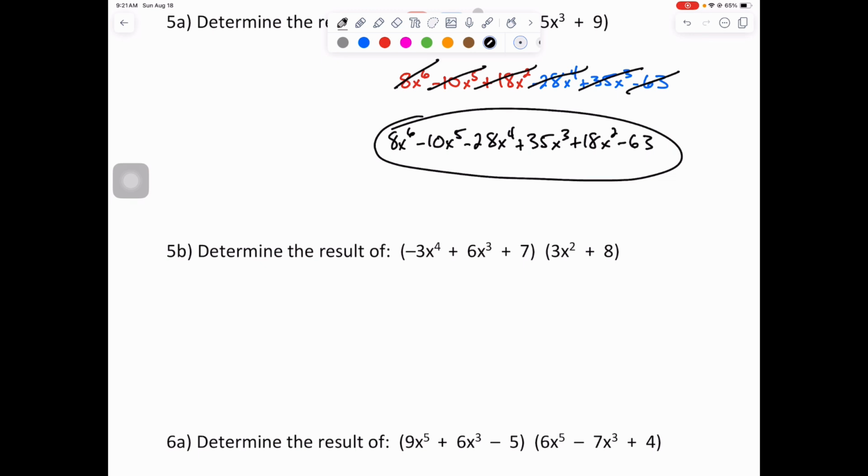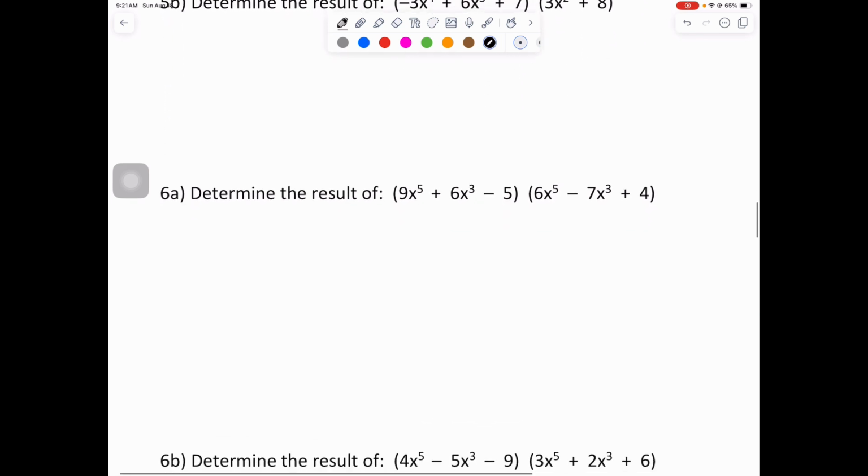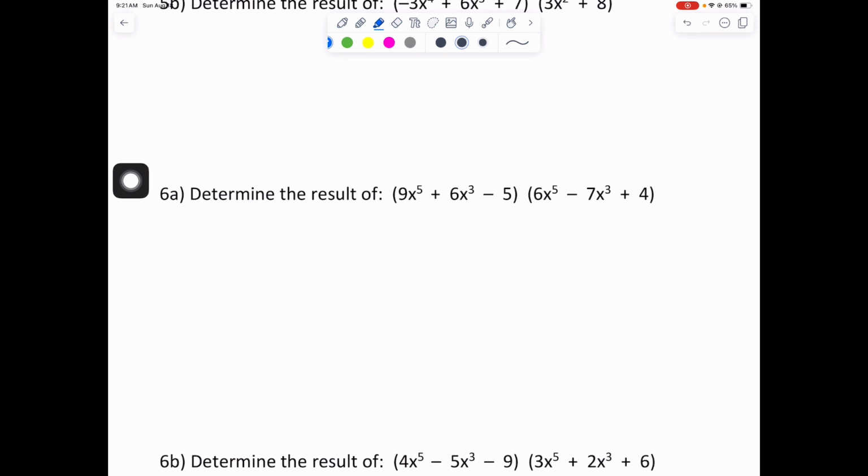Yes, they did give you practice. Wonderful, great job. All right, so 6A looks very similar, but let's go ahead and work through it. Determine the result of 9x to the 5th plus 6x cubed minus 5. Again, nothing in between, just a blank space. 6x to the 5th minus 7x cubed plus 4. All right, let me grab our highlighter here. And again, that space between, I meant to do that in gray. Sorry about that. All right, that's telling us that we need to distribute our trinomial here to this trinomial here.